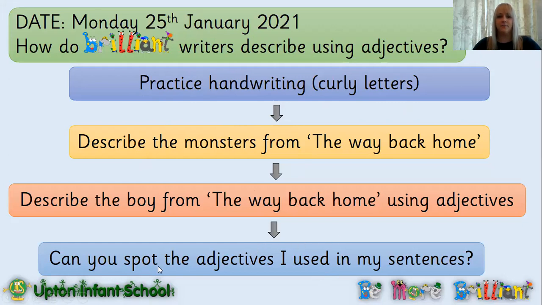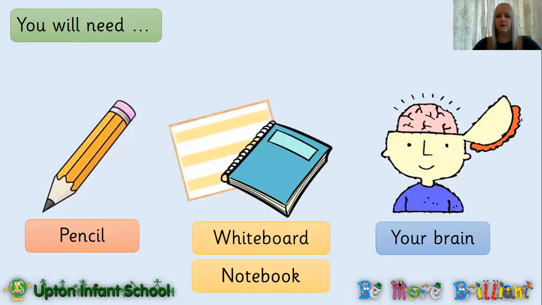And then after that, I've just written a few sentences and I want to see if you can spot my adjectives. Now, I'll talk to you about adjectives a little bit later, but first of all, we're going to start by using our handwriting. So first things you need to get. You need a pencil, a whiteboard pen, you need your whiteboard, and you need your workbook, and also your brain. I'll pause the video whilst you go and get those things, and then click play when you're ready.